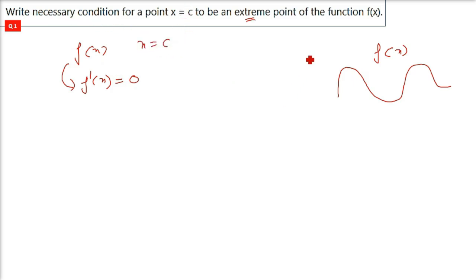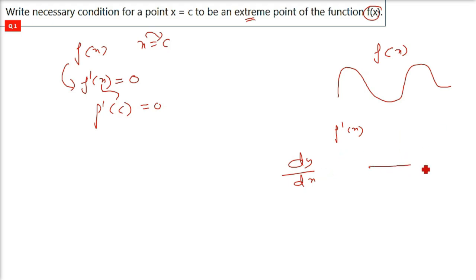But since the extreme point of the function f(x) is at x equals c, just replace x by c. That is going to be f dash c equals 0. This f dash c is nothing but dy by dx. Again, for extreme points or critical points, whenever we have a function, we differentiate it, equate it to 0, and try to find those points where the slope of the function is 0, and those are the critical points. Then we check for minima and maxima for all these points. That is what we generally do in maxima and minima and differentiation.